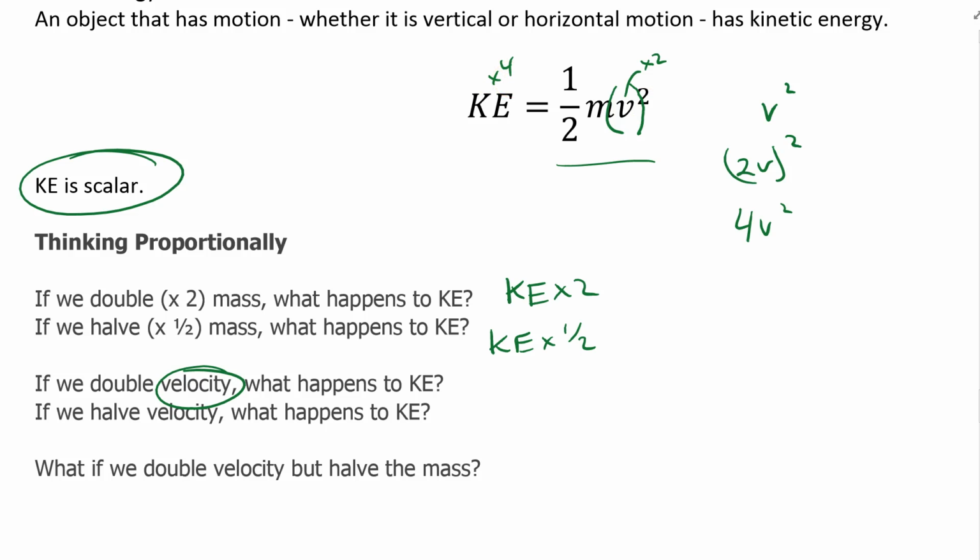What happens to KE? It's going to get times 2 squared, or we can say it's going to get multiplied times 4. What happens if we halve the velocity? It's the same thing as saying times 1/2 squared, or it's going to get multiplied by 1/4.